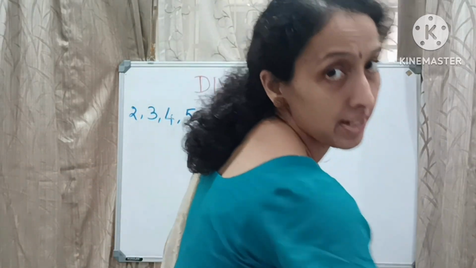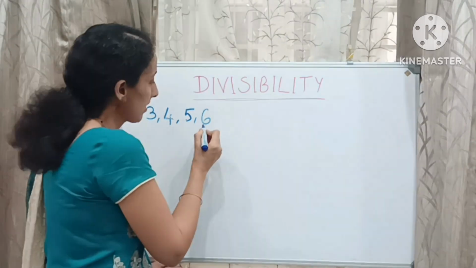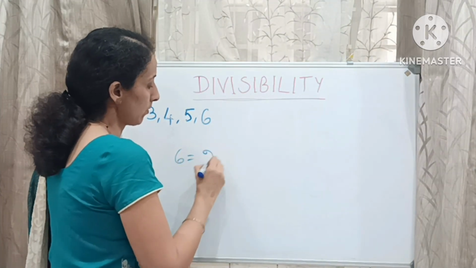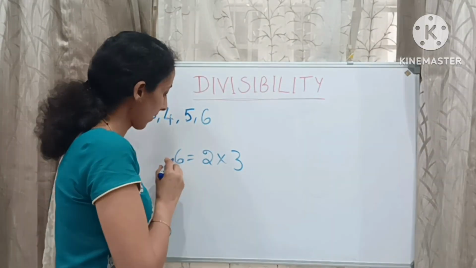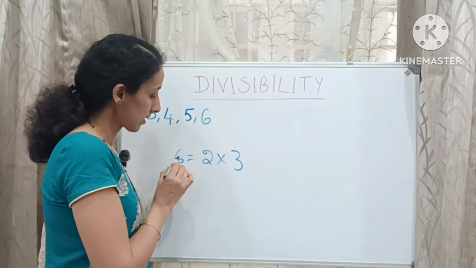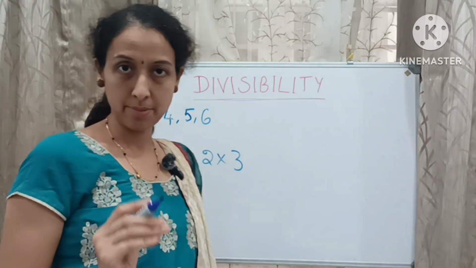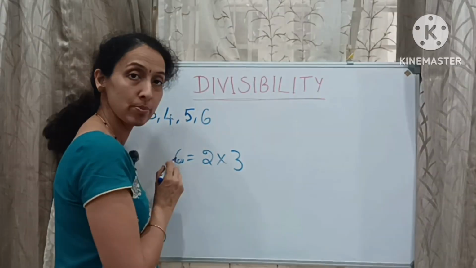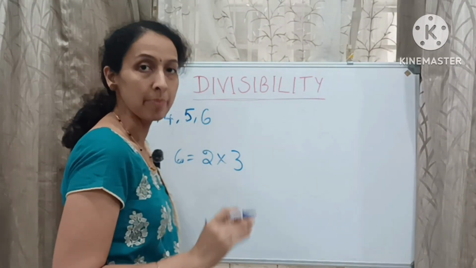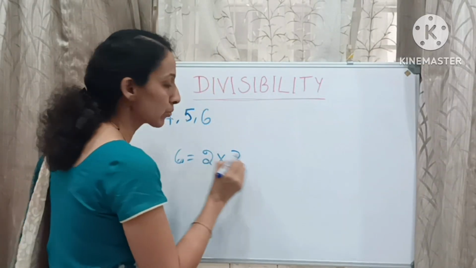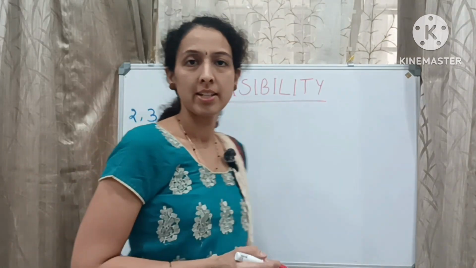Now let us see the divisibility by 6. We know that 6 is equal to 2 into 3. So, all the numbers that are the multiples of 6 should also be the multiples of 2 and 3. That means if a number has to be divisible by 6, it has to be divisible by 2 as well as 3. So, we apply the criteria of both 2 and 3 to find out if the number is divisible by 6.